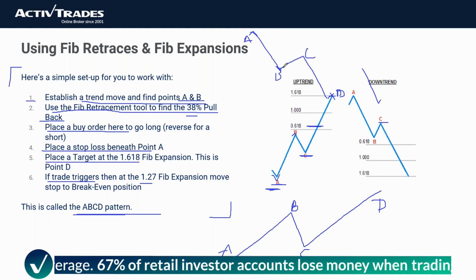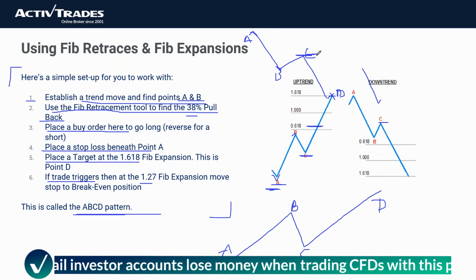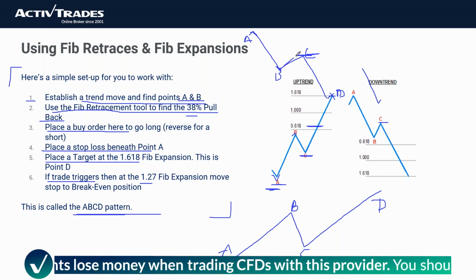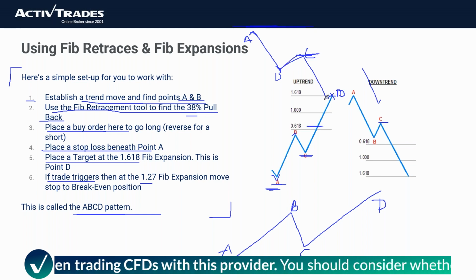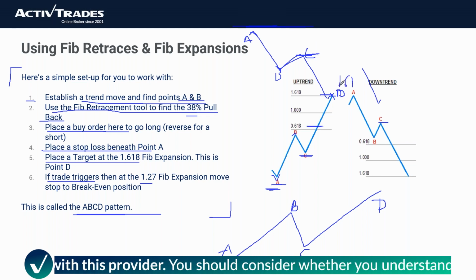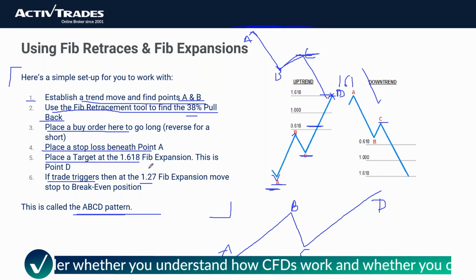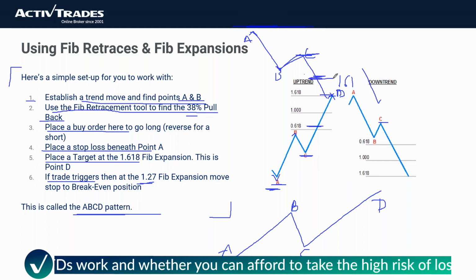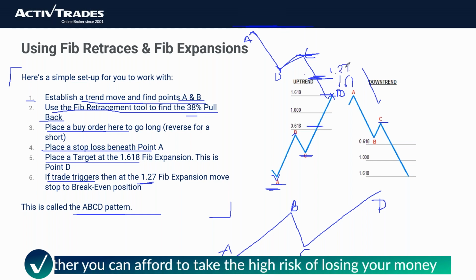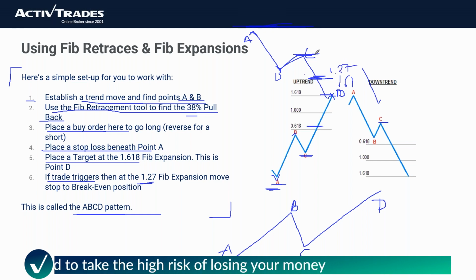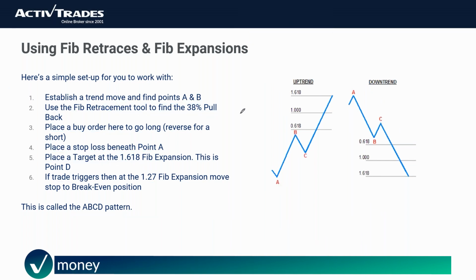You identify points A and B, put an order to sell at the 38 retracement. Your stop loss goes above point A, and your target is the 161 fib expansion. And there you go. You put that trade on, and you can almost set and forget until it goes past what would be the 127 fib expansion, which would be around about here, just eyeballing that. Then you move your stop from point A to point C, and then you're in a break-even trade. Very, very simple setup, as I said, using Fibonacci, in particular fib retracements and fib expansions.